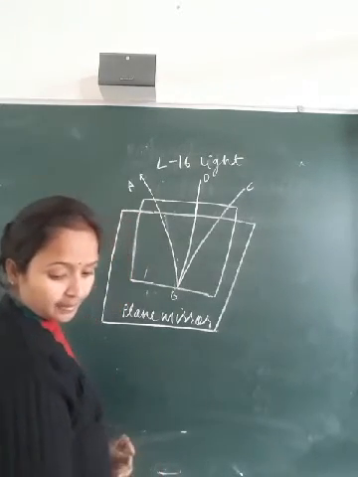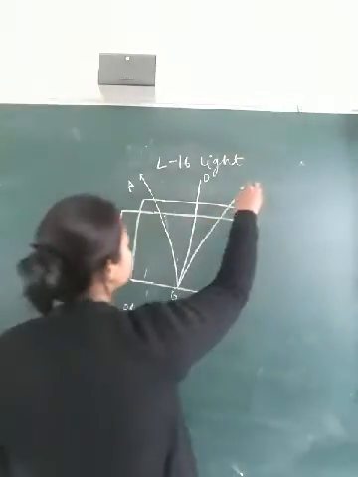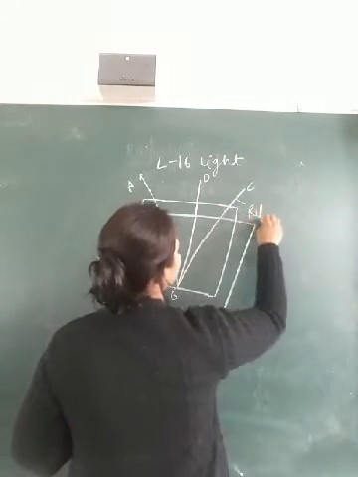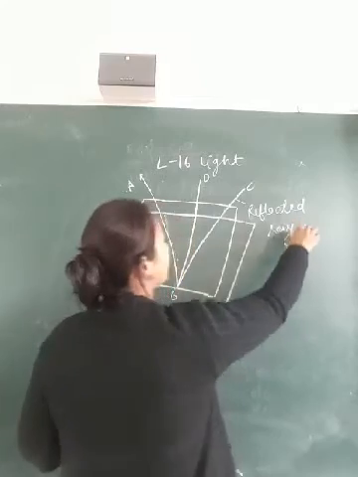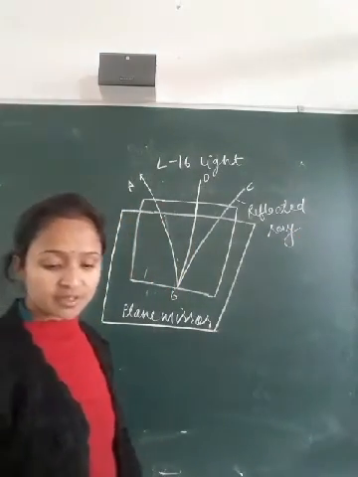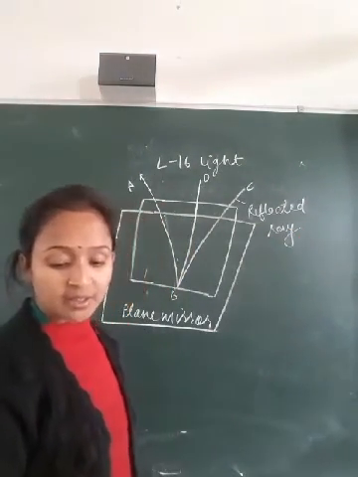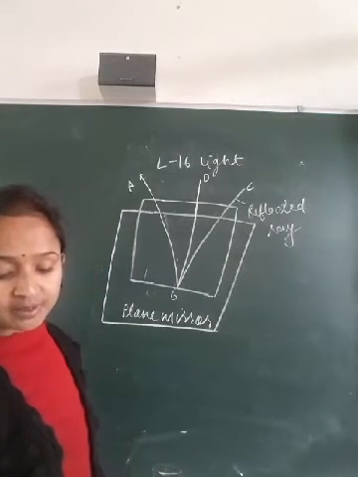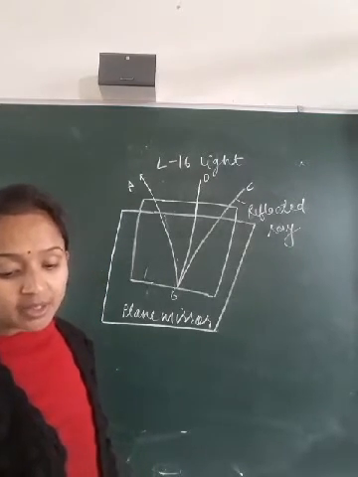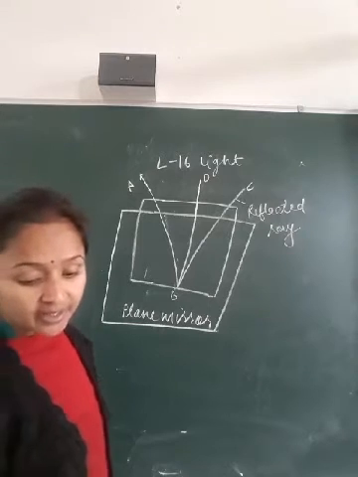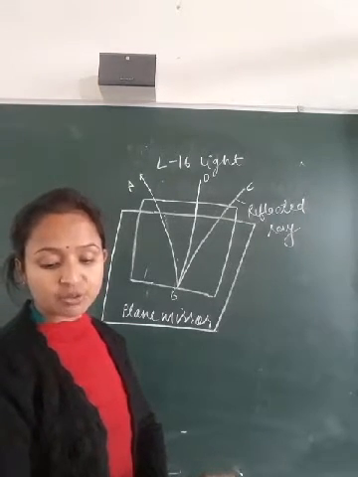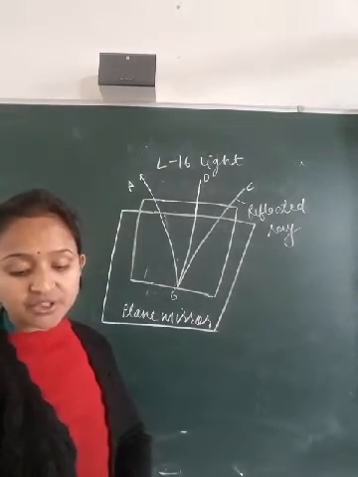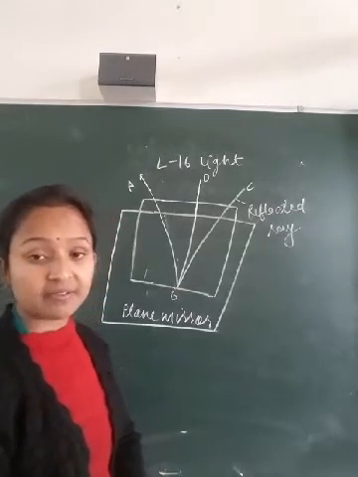So this is the reflected ray. What is the reflected ray? A ray of light which bounces off the mirror surface into the same optical medium in which the incident ray was travelling is called the reflected ray.